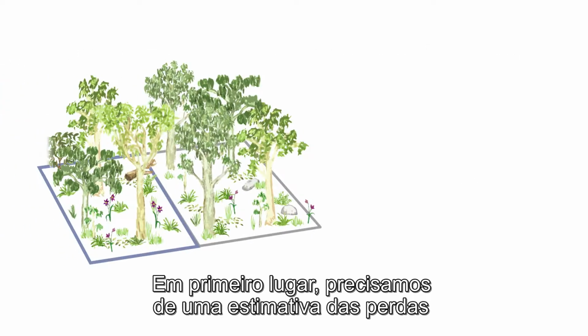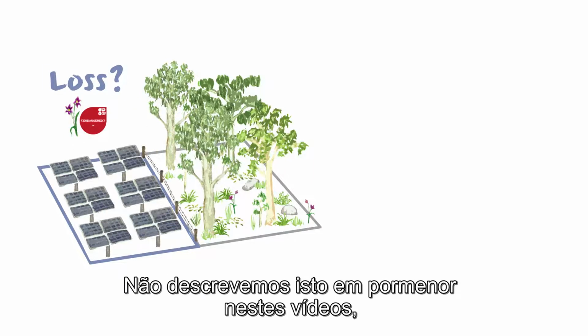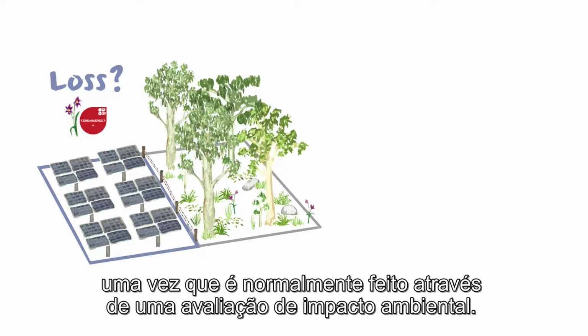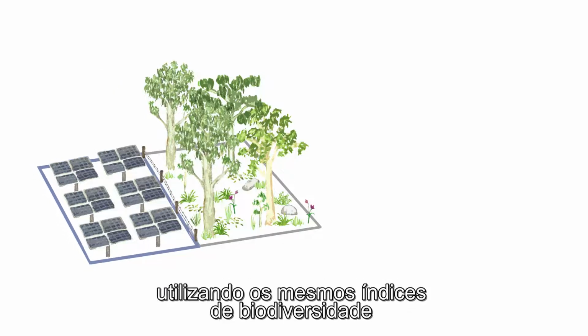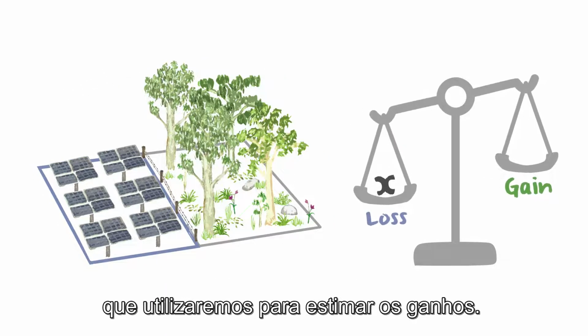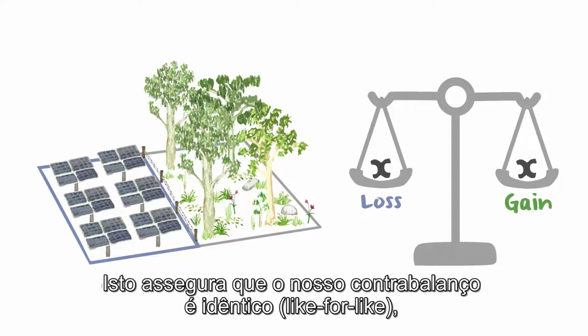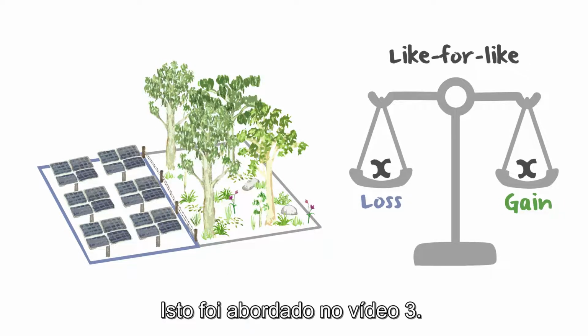Now, we first need an estimate of the losses caused by the development. We don't describe this in detail in these videos, as this is usually done through an environmental impact assessment. However, these losses do need to be measured using the same indices of biodiversity that we will use to estimate the gains. This ensures that our offset is like for like, and that it makes sense to compare the sizes of the loss and the gain. This was discussed in video 3.